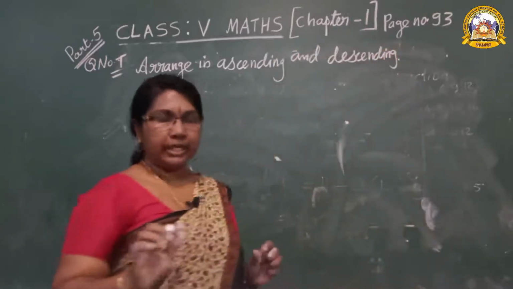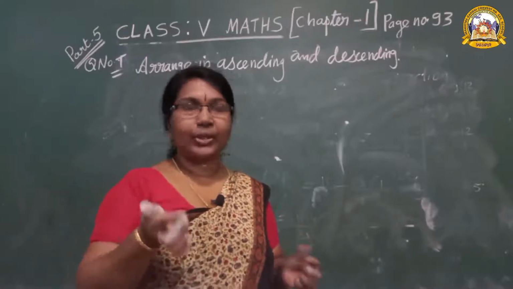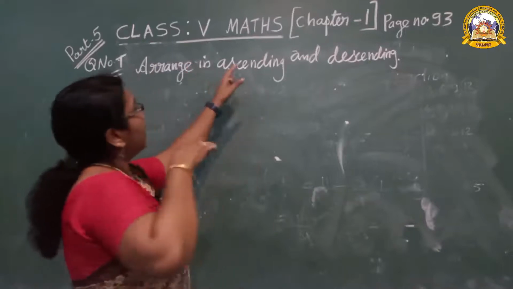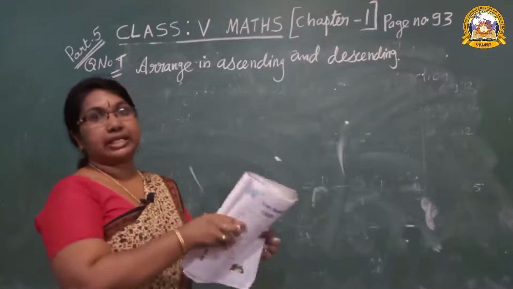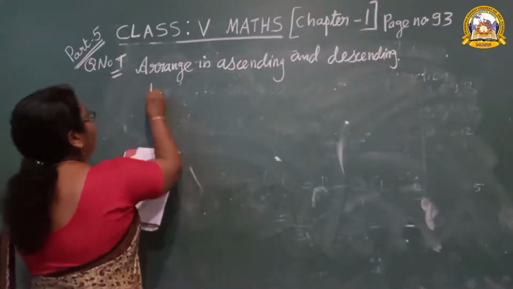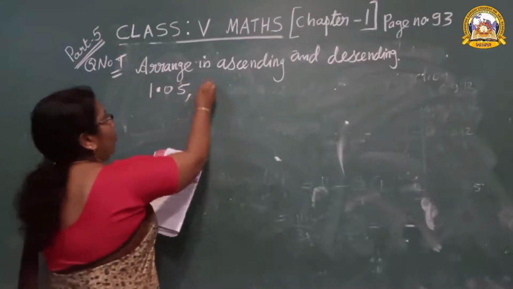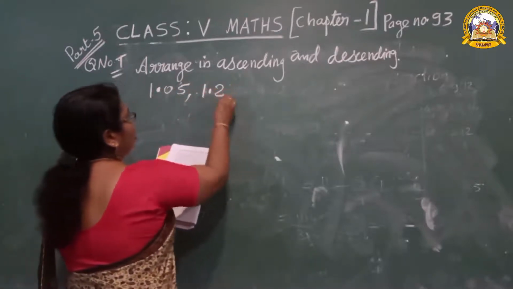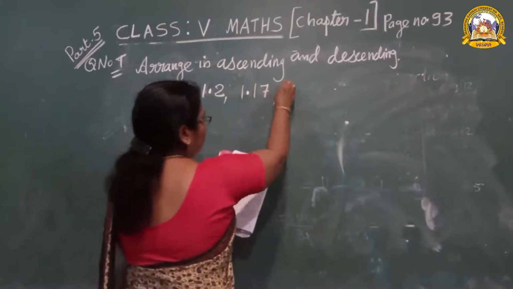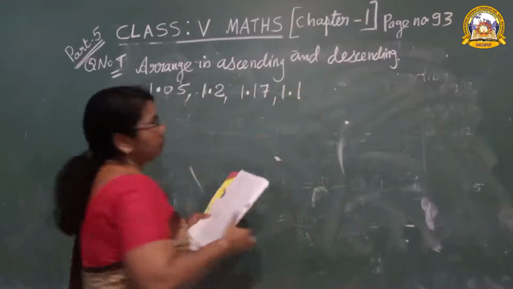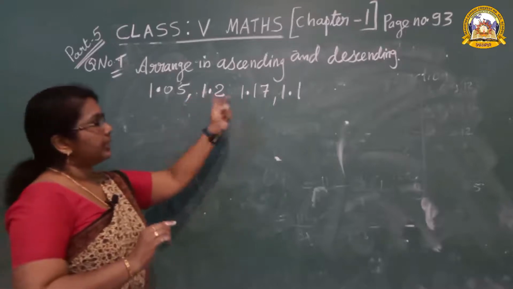Now listen, students. In fractions we have done arranging in ascending and descending order. Same like here, arrange in ascending and descending order. But the difference is this is decimals. Now look here at the question: 1.05, then 1.2, then 1.17, 1.1. There are four numbers given. With these numbers we have to write in ascending order.